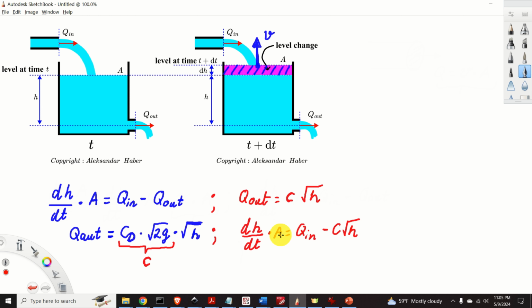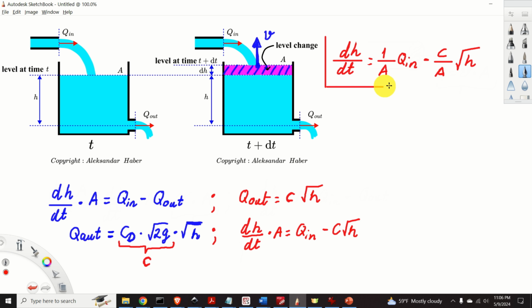We can divide this equation by the cross-section area A. Consequently, we obtain dH over dt is equal to 1 over A Q input minus C over A multiplying square root of h. And this is the final form of the differential equation describing the dynamics of this system.